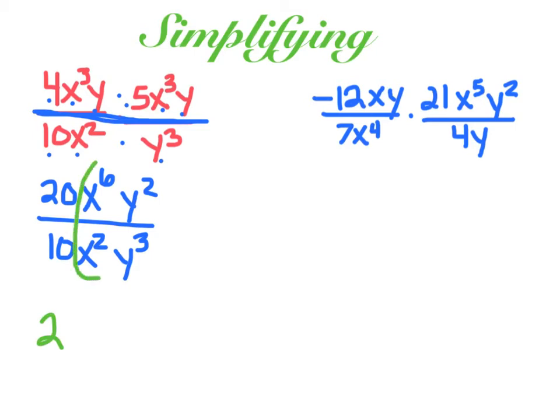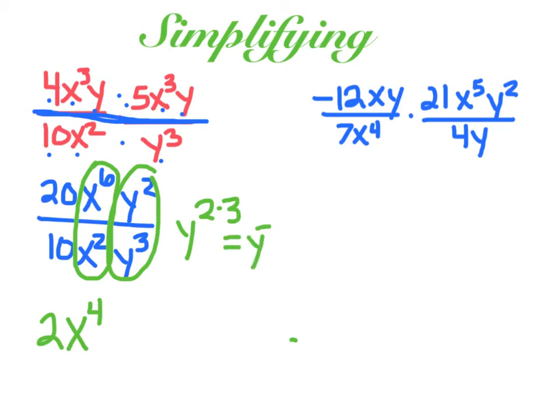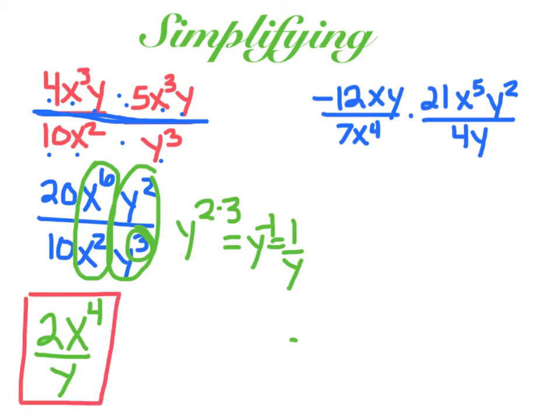X to the 6th divided by x squared. We're going to subtract our exponents. 2 of those will cancel out. We've got x to the 4th. And then I have y squared on top and y to the 3rd on bottom. If I did y to the 2 minus 3, I'd have y to the negative 1, which is 1 over y. Or you could just think of it as 2 of them cancel out and you have 1 left on the bottom. So our final answer is 2x to the 4th over y.